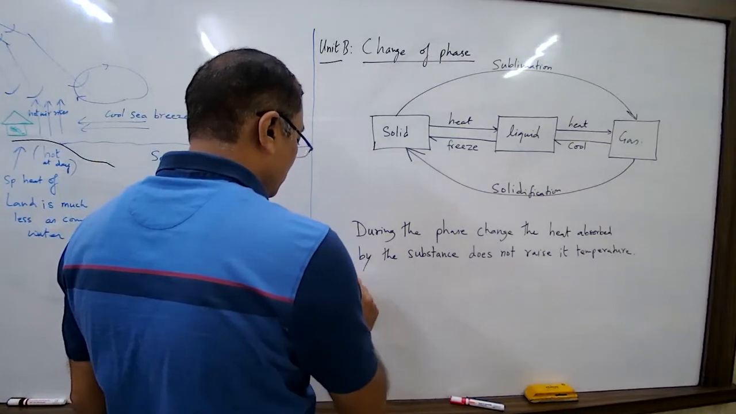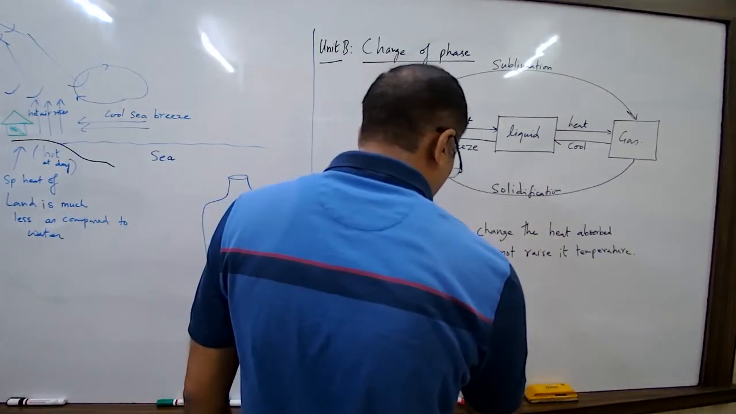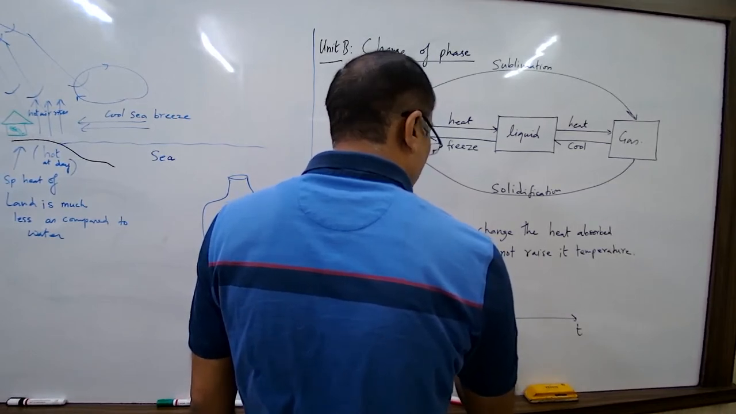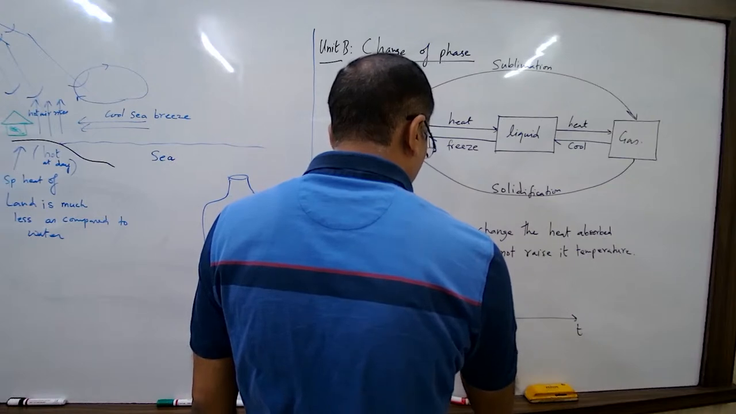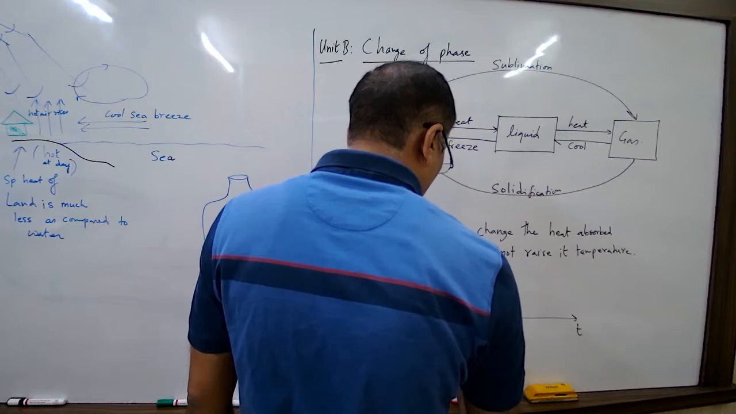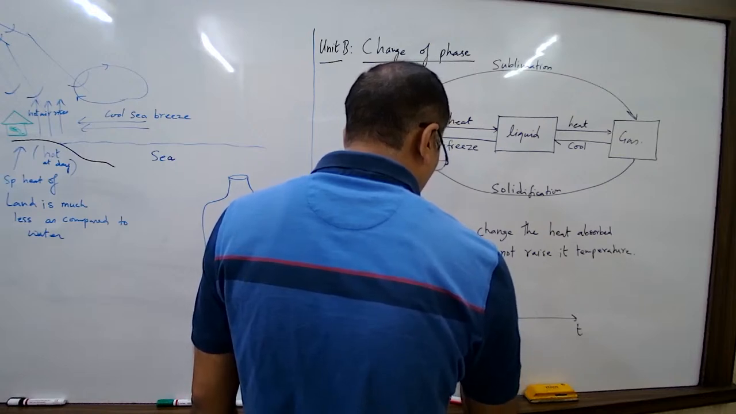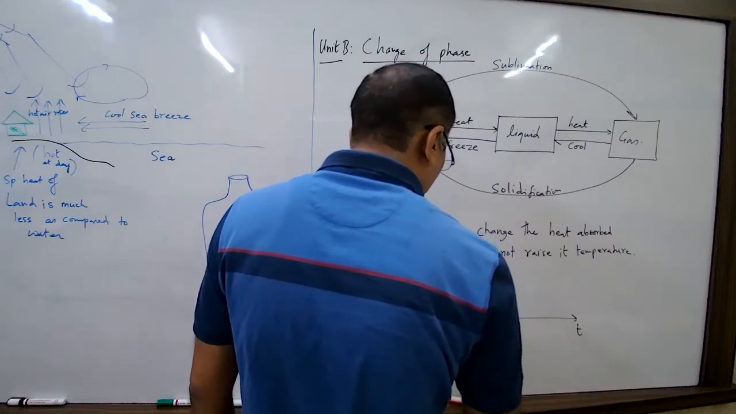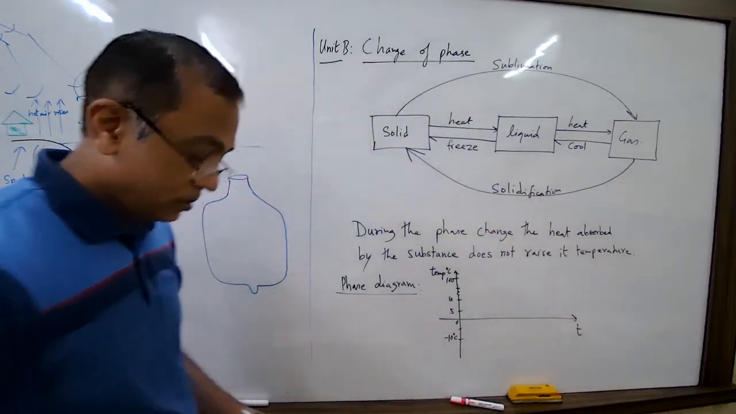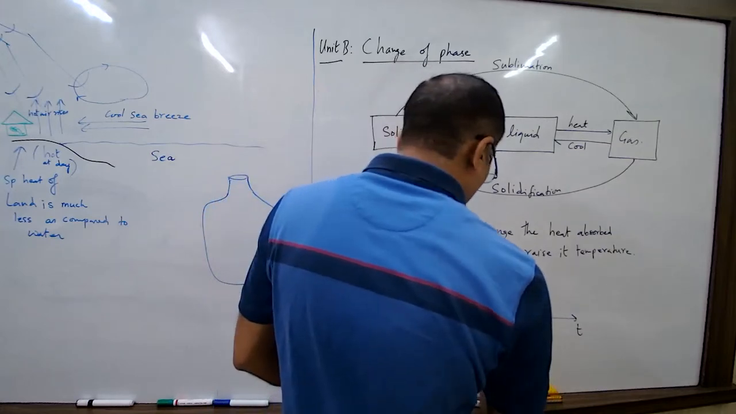So if I draw the phase diagram, this is the time axis and this is the temperature axis, in degrees Celsius: minus 10, this is 0, this was 5, 10, 15. I am showing a discontinuity here. Let's say it is 100 degrees. So imagine you had ice which was initially at minus 5 degrees Celsius. Now we are heating it.